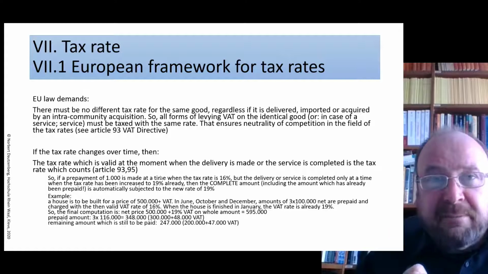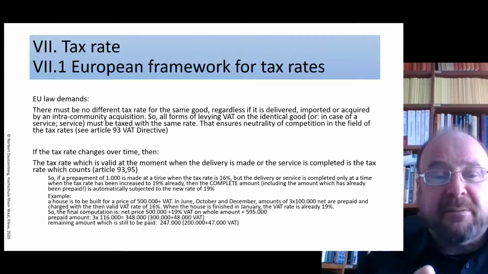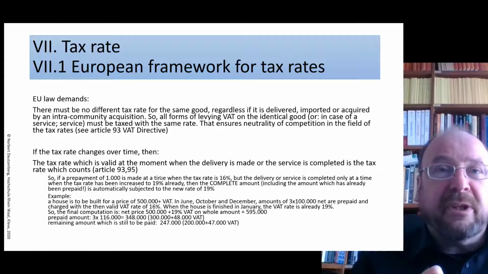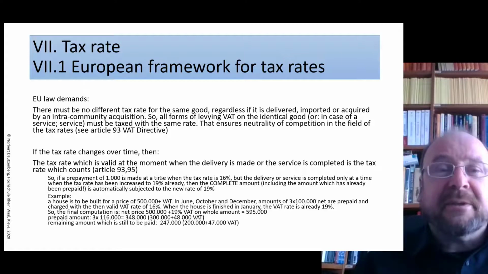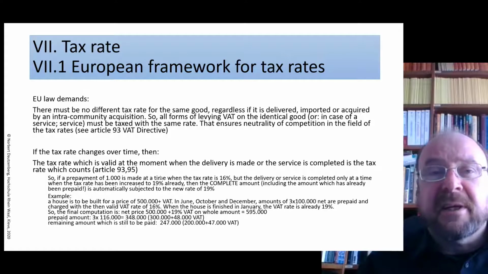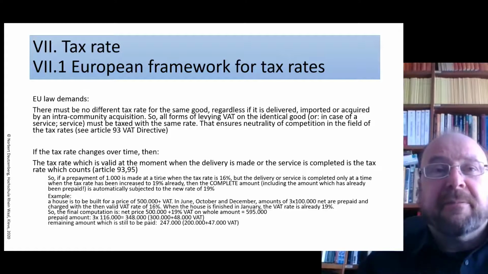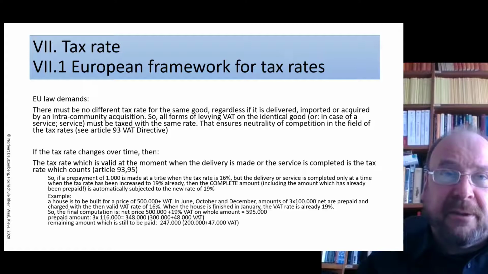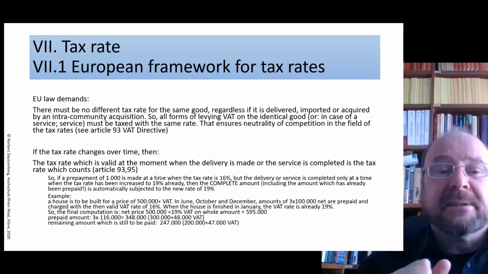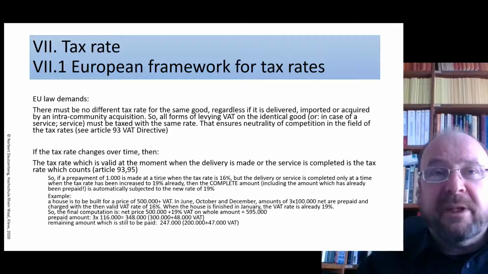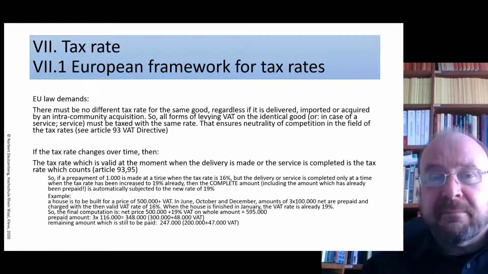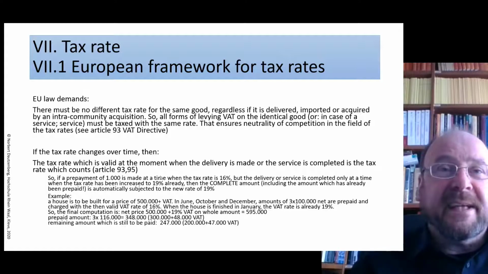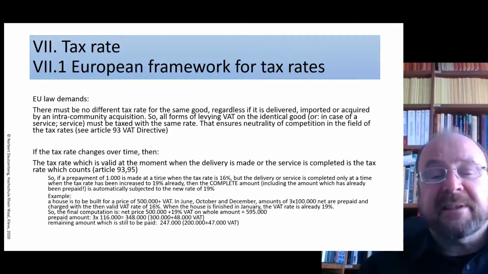When the delivery is made, that may lead to interesting effects. For example, if you want to buy a house and you make prepayments at a time when the tax rate is still 16%, all the prepayments will be taxed with 16%. But when the house is finished, the whole production or sales price of the house becomes definitive, and the complete price for the house is then taxed under the new rate, let's say 19%.